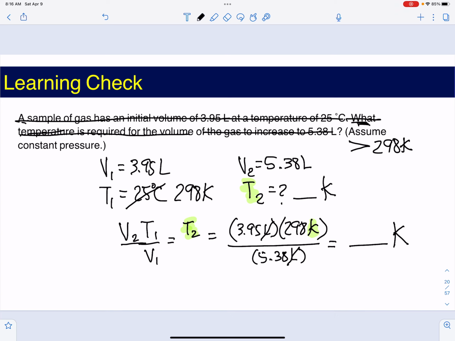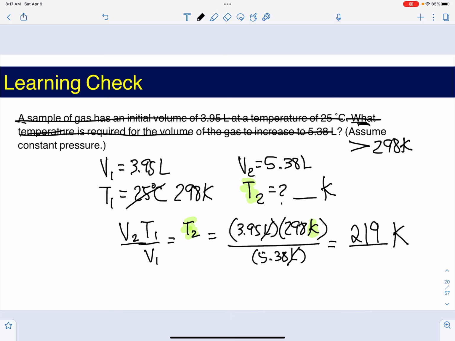So 3.95 multiplied by 298 divided by 5.38 equals 219 Kelvin, which means the temperature went down. So I did something wrong. So let's look at this again. V1 is 3.95, V2 is 5.38. If I start at 298, since the volume is going up, the temperature had to go up. So I did something wrong.